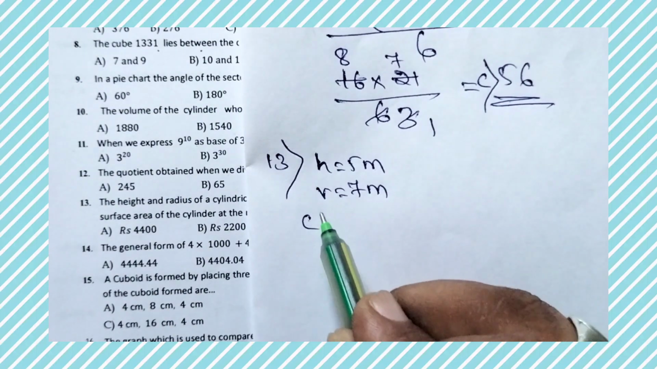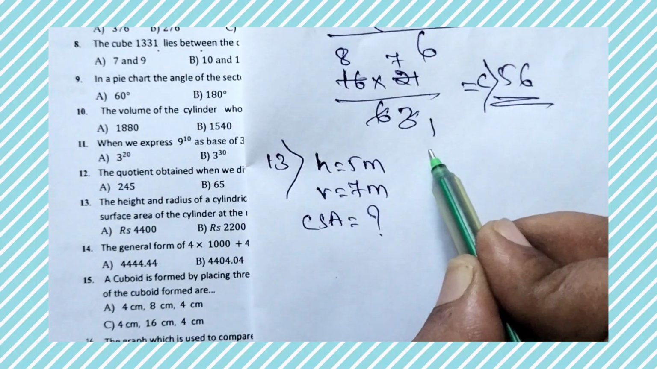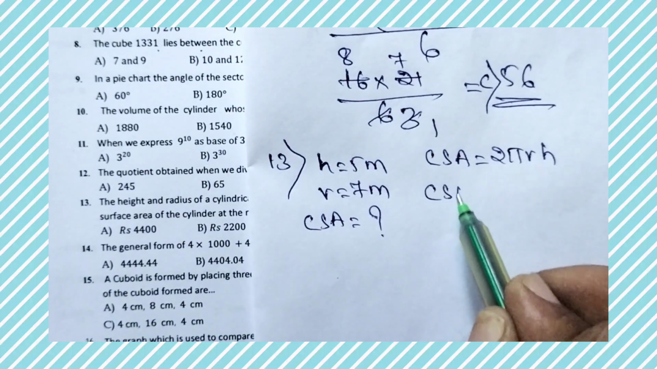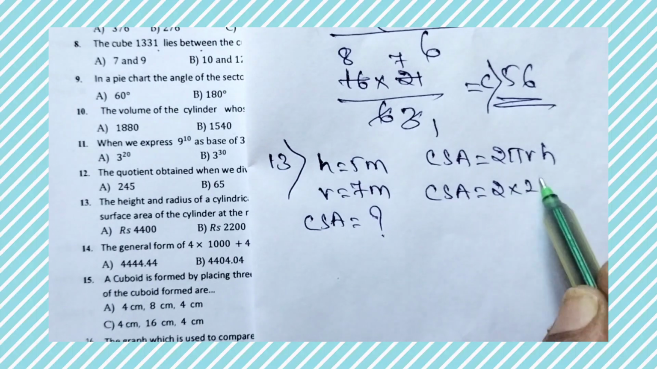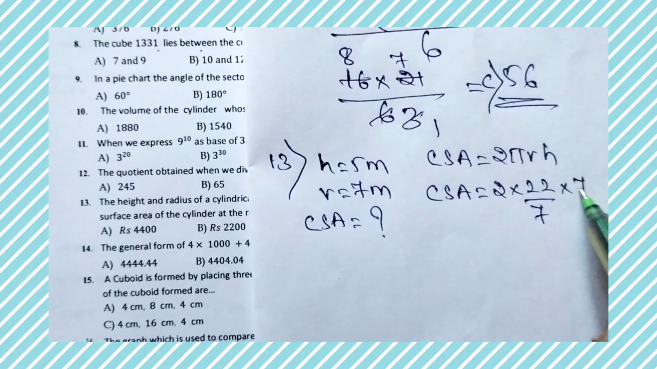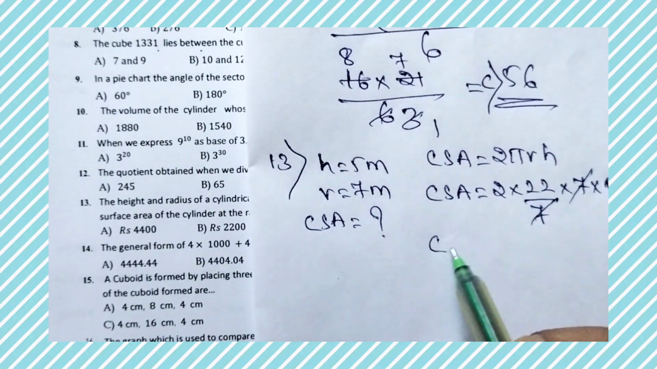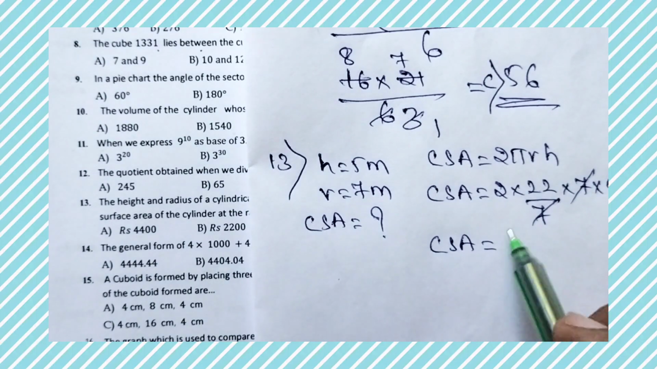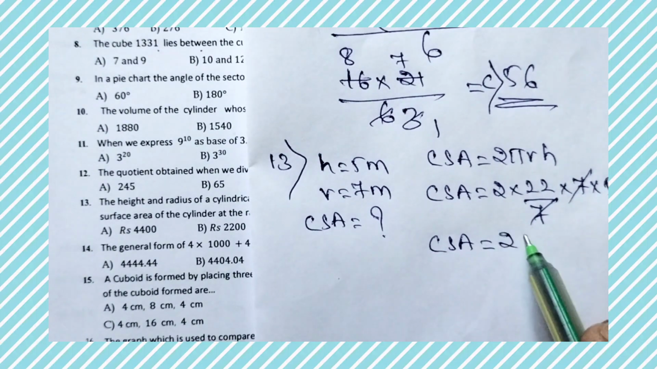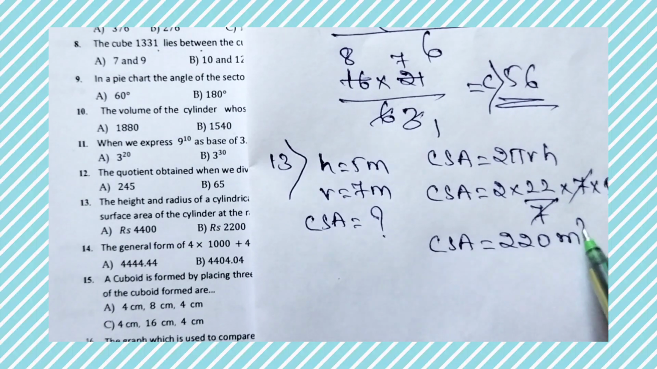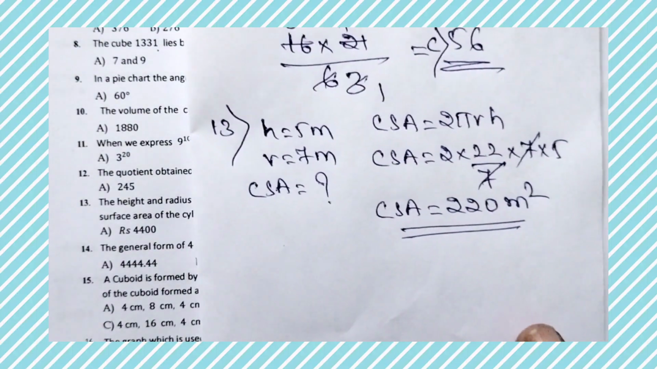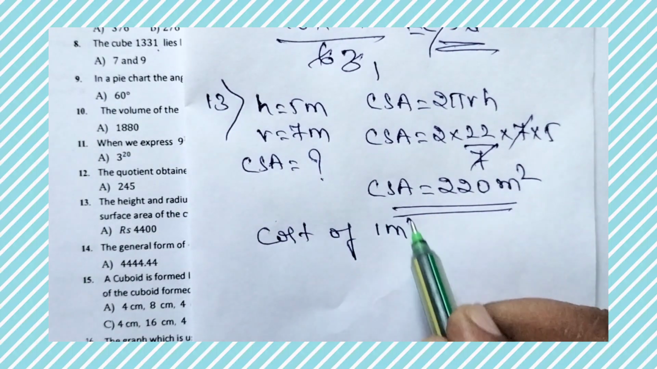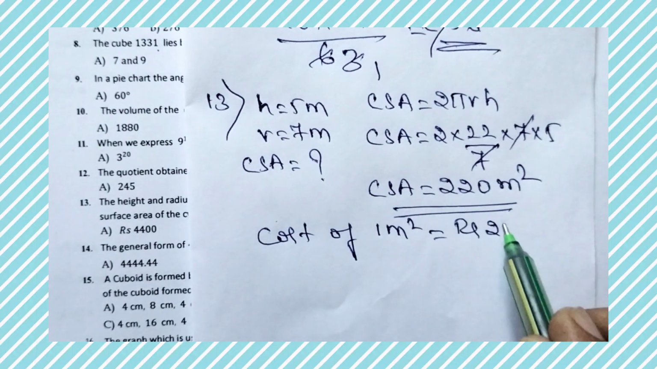Now let us find out the CSA first. CSA is equal to question mark. CSA is equal to 2 pi r h. CSA is equal to 2 into 22 by 7 into 7 into 5. 7 7 cancel. So CSA is equal to 2 into 22, 44. 44 into 5 will become 220 meter square. This is the CSA. Now we know that the cost of 1 meter square is equal to ₹20.